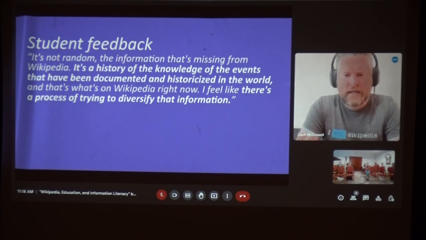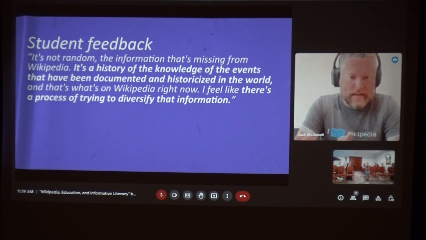And they said, Wikipedia is a history of the knowledge of the events that have been documented and historicized in the world. And they recognize that there's a process of trying to diversify that information, right? This idea that the information missing from Wikipedia is not random comes from their understanding of seeing that Wikipedians, despite the best efforts, only have so many things with secondary sources, but also not everybody knows what to write about, right? It's the whole idea that there are known unknowns and unknown unknowns. And if you don't know what you don't know, then it's kind of hard to write about it.